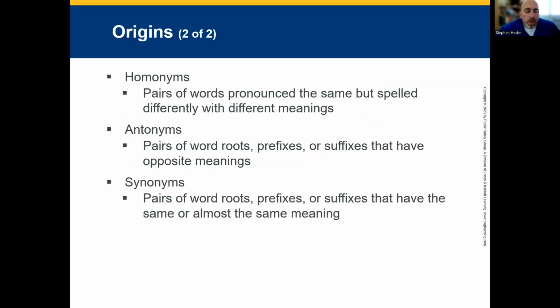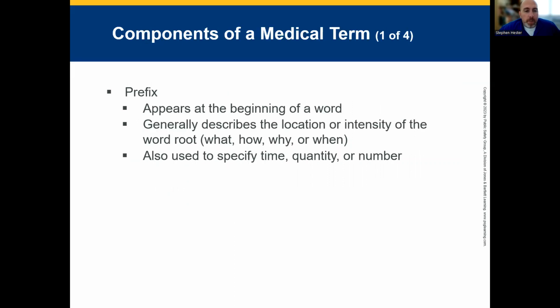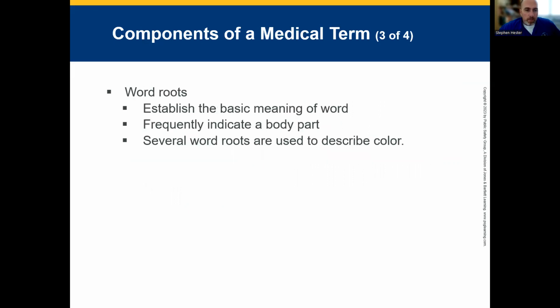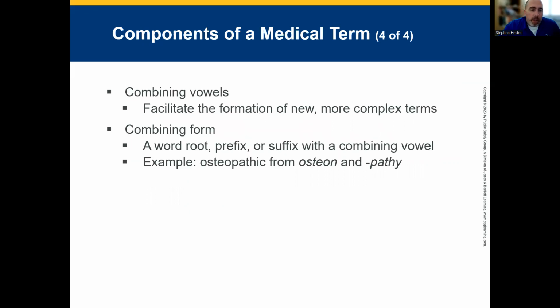All right, antonyms are a pair of words, prefixes, and suffixes that have opposite meanings, and synonyms are pairs that have similar meaning. A prefix appears at the beginning of a word, and a suffix appears after the word root, and the word root itself establishes the basic meaning of the word. You have combining vowels that facilitate the formation of new and complex terms. They can combine terms like osteopathy: osteon, and pathy is the suffix.